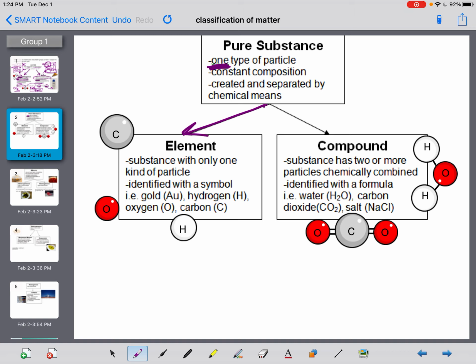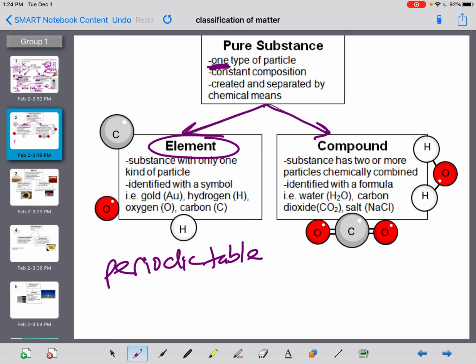So we have here further division in terms of what types of pure substances exist. So we have elements and we have compounds. An element is something you would find on the periodic table of elements. Okay, so periodic table of elements. And this is where you have only one single particle. Okay, so also known as atoms, which we will get into later on in this unit.